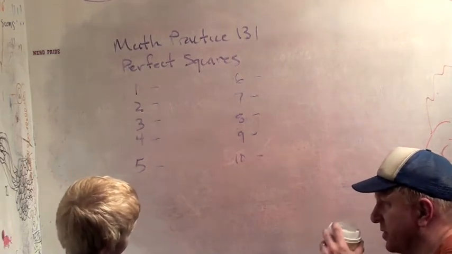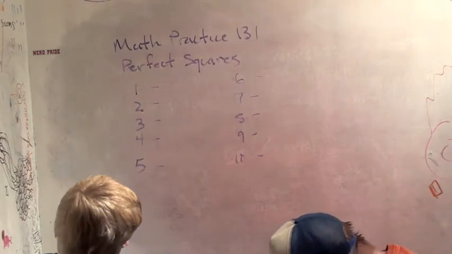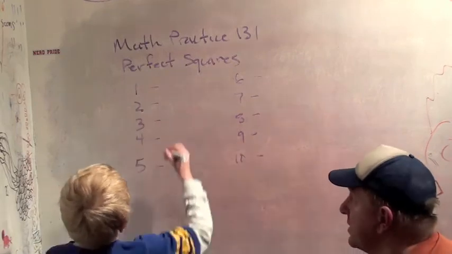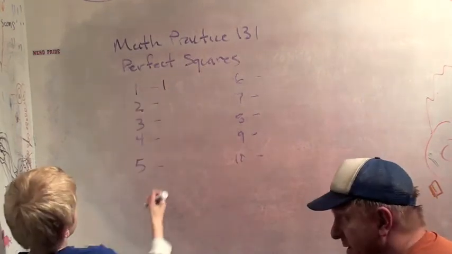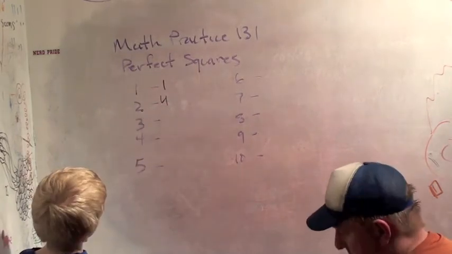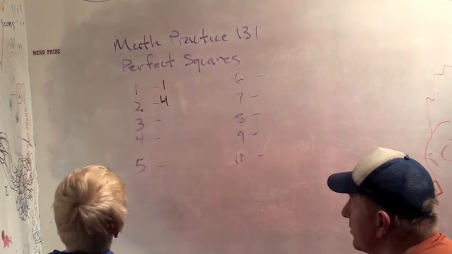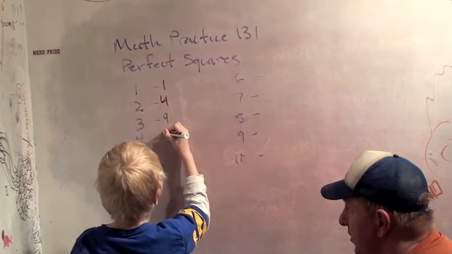What kind of number is a perfect square? It's a number multiplied by itself. Okay, so we take a number and we multiply it by itself. So for example, 1 times 1 is? It's just 1. Okay, great. What's 2 times 2? 4. Can you write a better 4 than that for me? Oh, that's a great 4. Okay, 3 times 3 is? 9. 4 times 4 is?